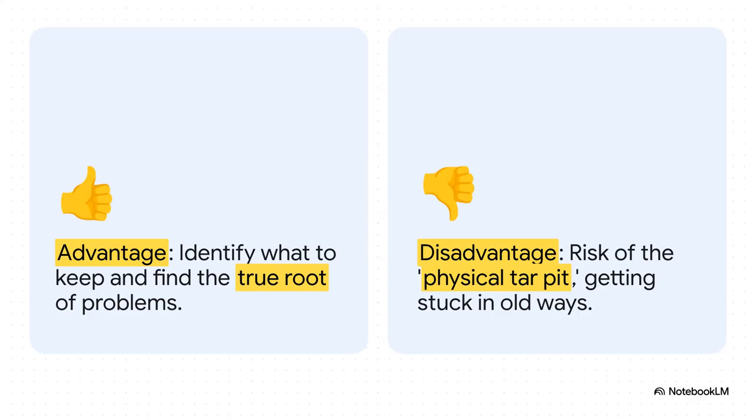But there's a real trap here. You have to understand the old system, sure, but there's a danger of getting stuck in what's called the physical tar pit. That's when you get so bogged down in the details of the old paper forms and the way things are currently done that you just end up building a faster digital version of an old broken process. You haven't actually made anything better.